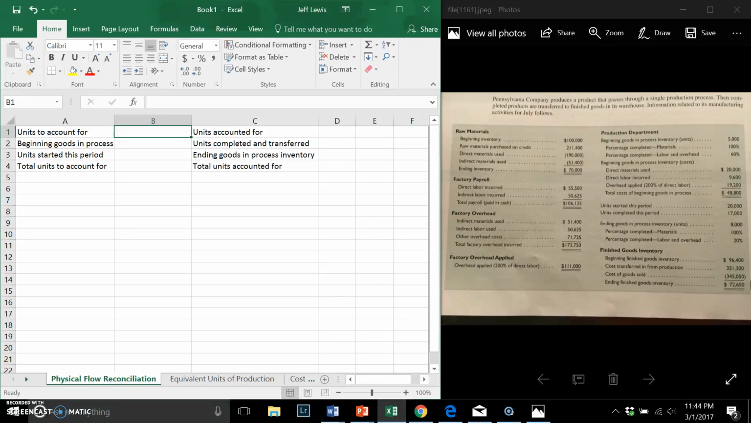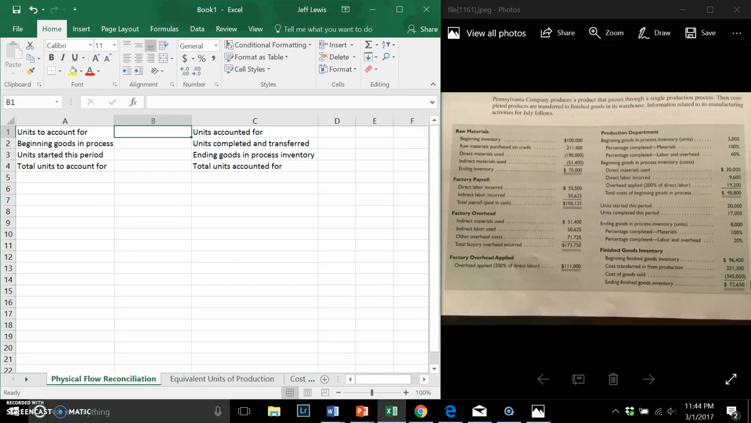First we're going to prepare a physical flow reconciliation for July as illustrated in Exhibit 16.12. You can follow along in your book with the demonstration problem. It has all the answers there, but I'm going to be describing to you how this all works. If that's helpful, that's what this video is for. So you're in the right place. Okay, let's get started.